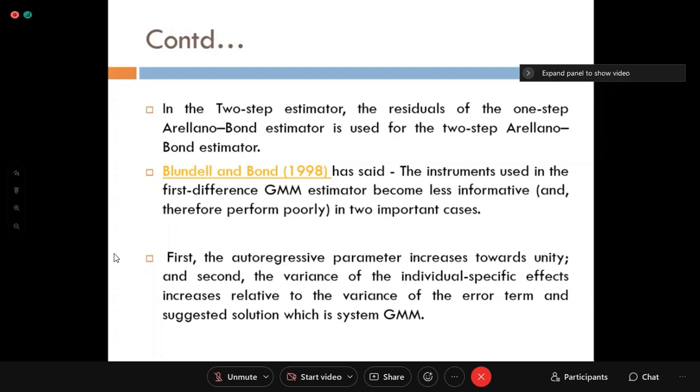Directly, you can't go for the system GMM. You have to provide the logic. Later on, I'll be talking about how to choose between these two models. But there are two weaknesses. I hope these two weaknesses you have been able to understand. Dear participants, have you understood?